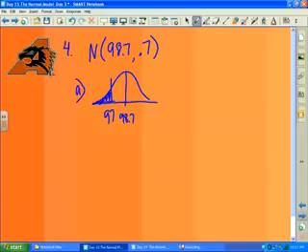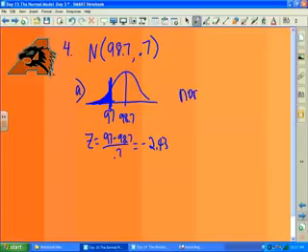So how do I get that? I find the area below this value, and so I need that z-score. So I need to find the z-score by saying 97 minus 98.7 divided by 0.7. That gives me a z-score there of negative 2.43. So I want the area from negative 2.43 z's down. How do I get area on my calculator?